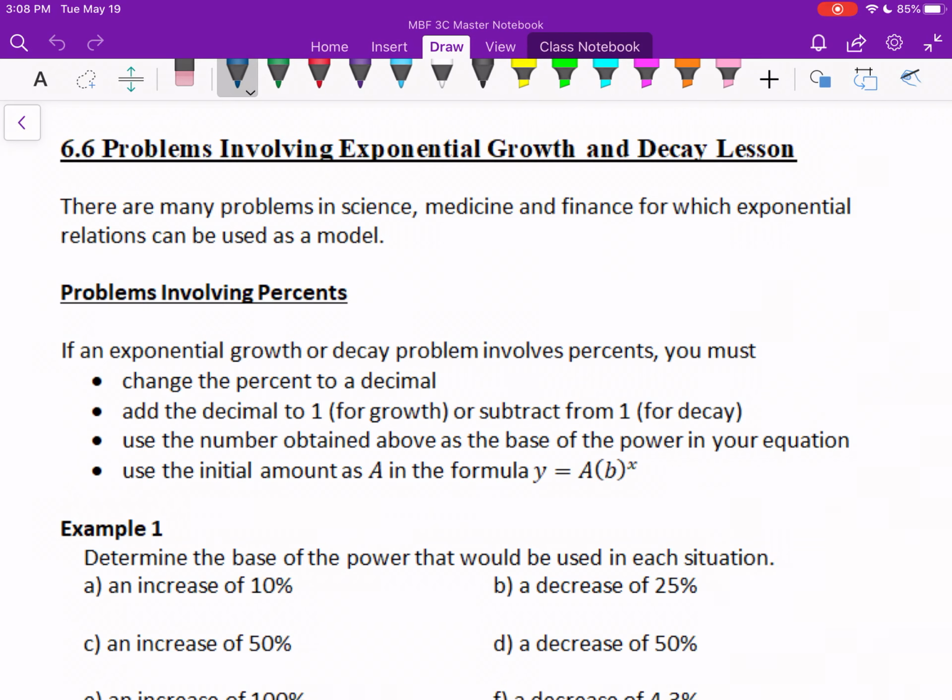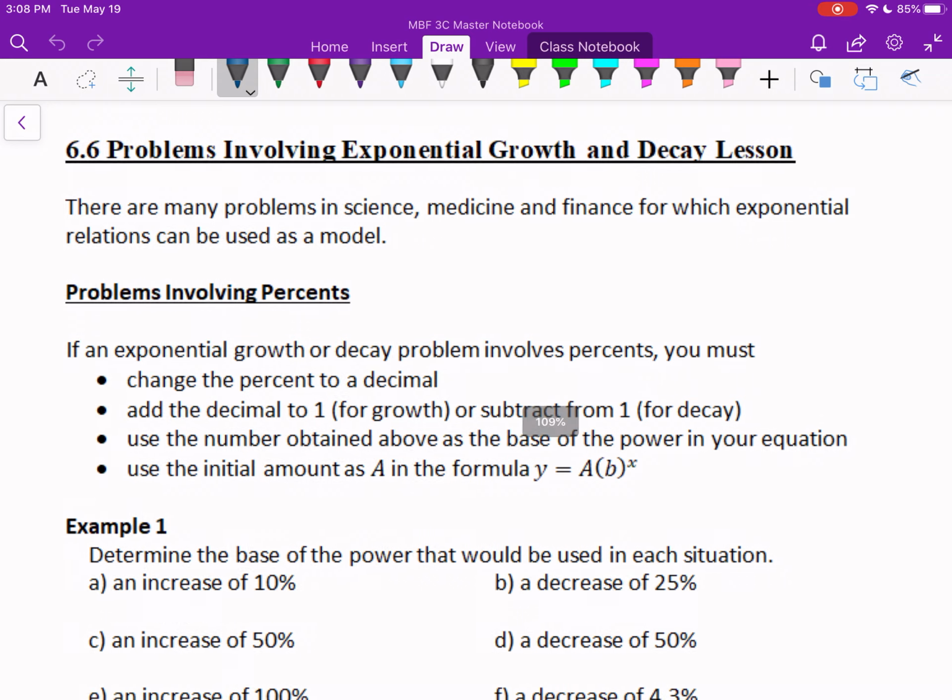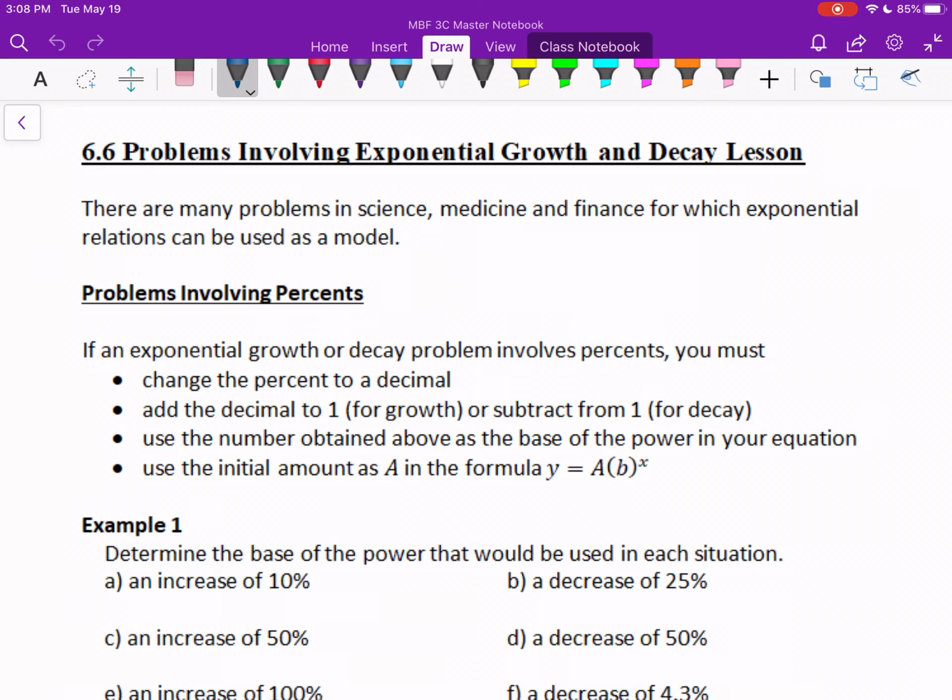This is the last lesson in Unit 6 to do with exponential relations, and we're going to look at some problems involving exponential relations, exponential growth and decay. As you should know by now, growth is just a type of exponential relation that increases as time goes on, and decay is a type of exponential relation that decreases as time goes on.